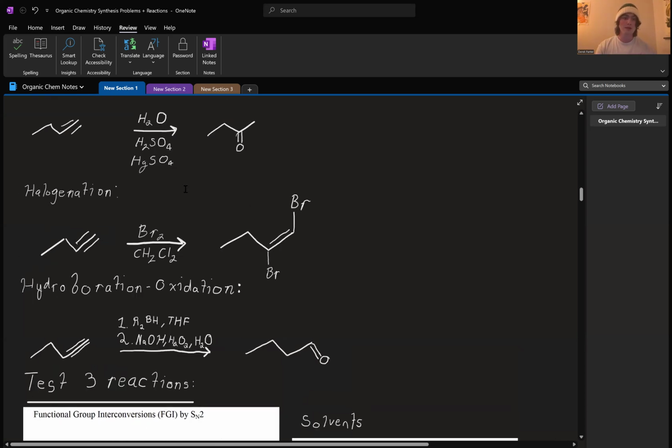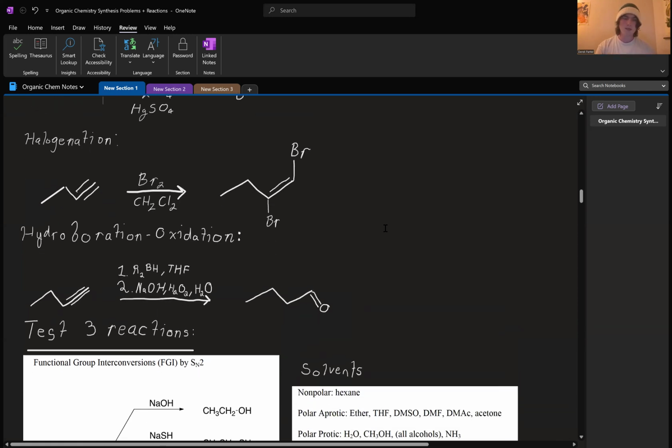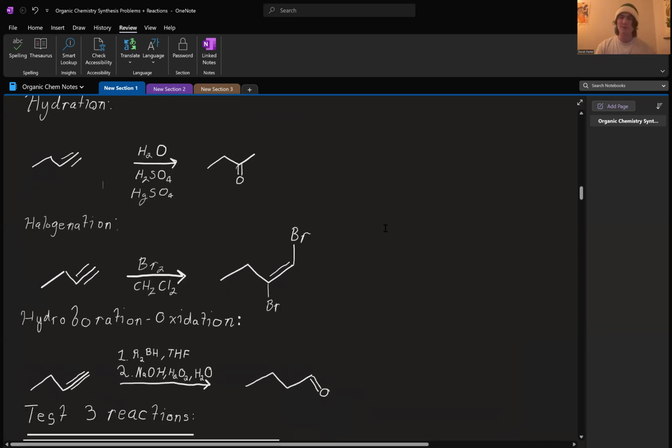And then with halogenation, we have the addition of two bromines, anti-addition, just like in alkenes, but we keep the alkene. But if we did excess of this, then we would add bromines twice to both sides. So that covers our chapter 7 reactions.